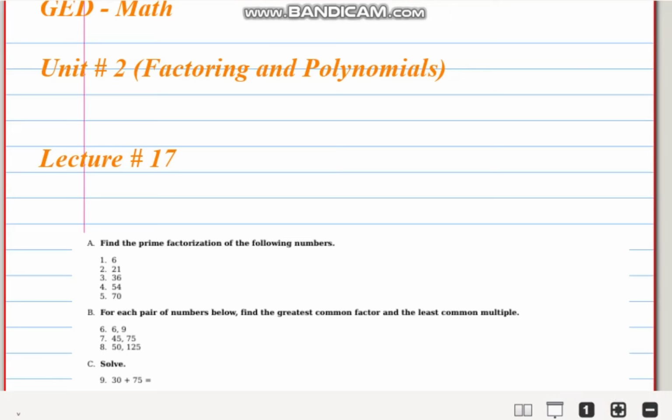Okay, factorization and polynomial. This section was started, and today we are going to do some examples. First, I will discuss prime factorization. Okay, prime factorization. We will discuss this word.